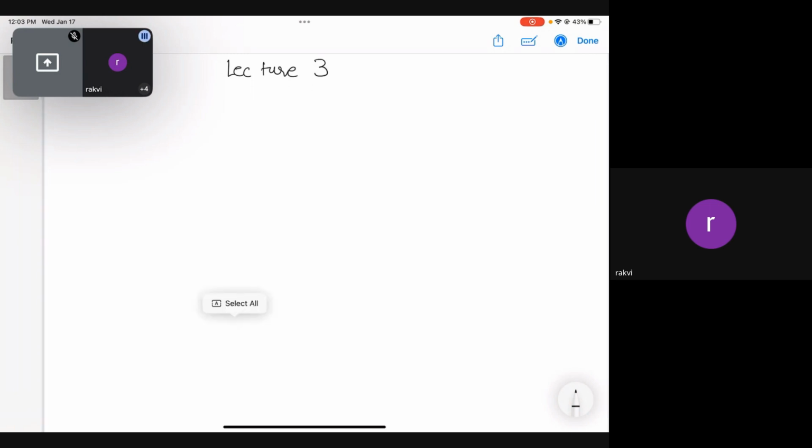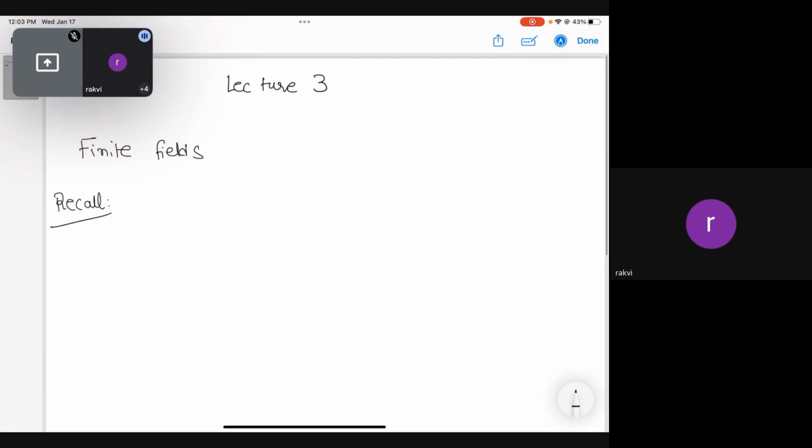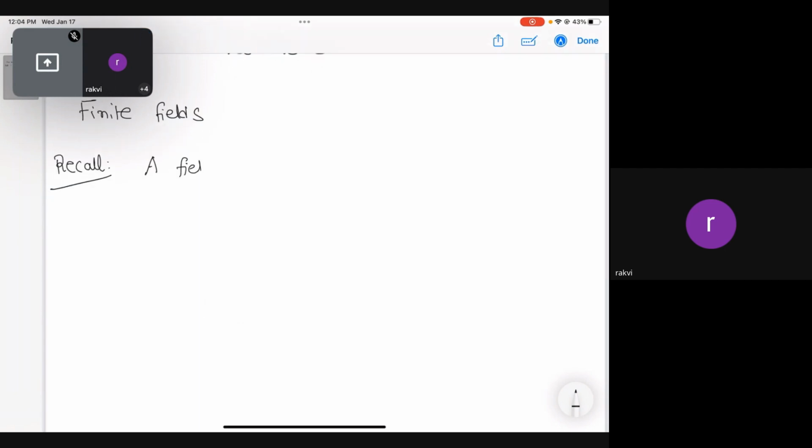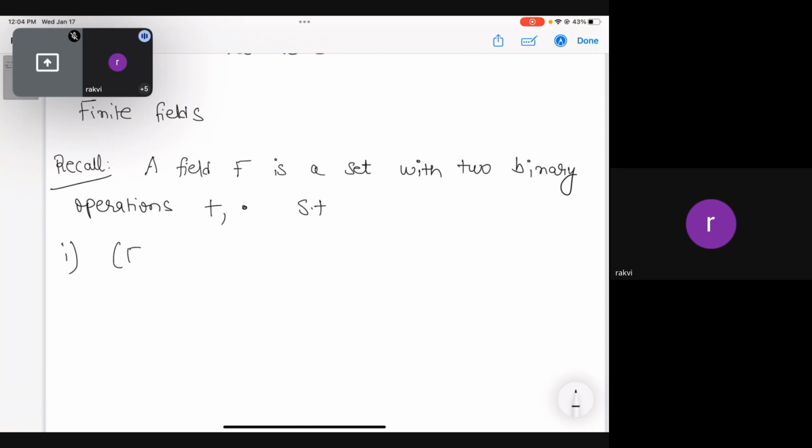So the focus of today's lecture will be finite fields. But before I discuss that, I just want to recall what we saw about fields last time. So this is a recap from the previous lecture. Recall a field F is, first of all, a set with two binary operations that I'll call addition and multiplication, such that if you consider this set along with addition, this is an abelian group.